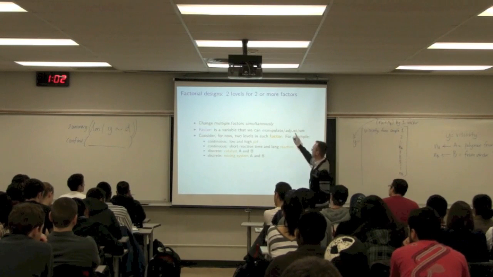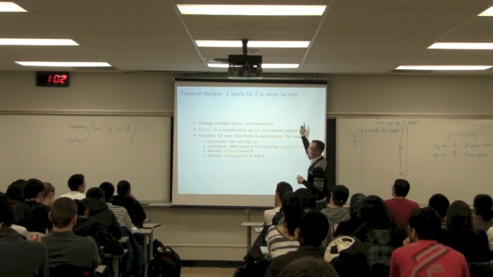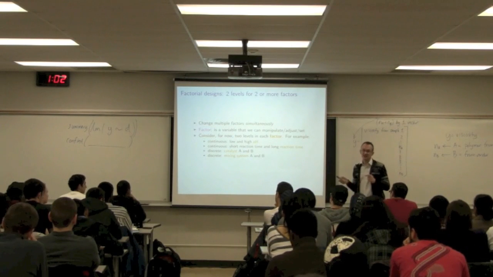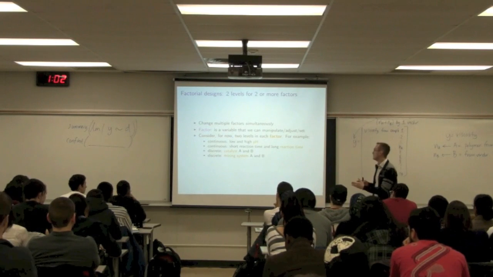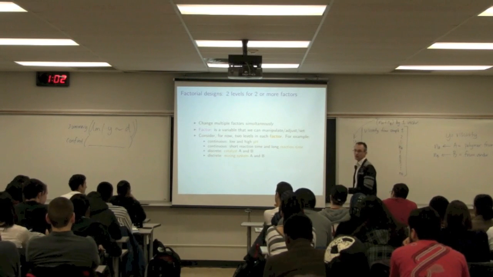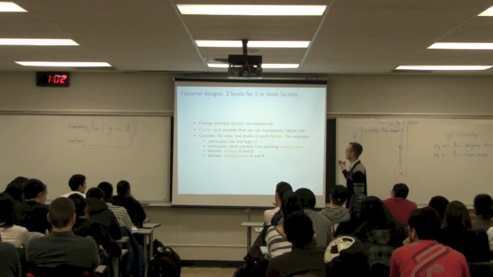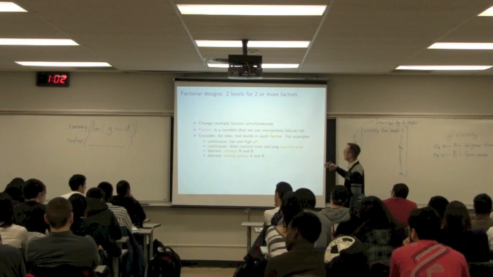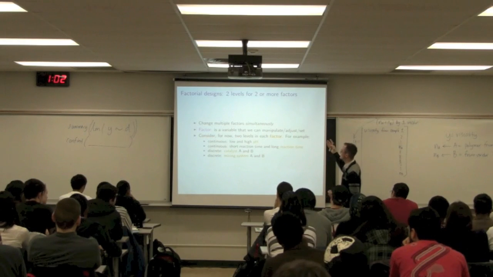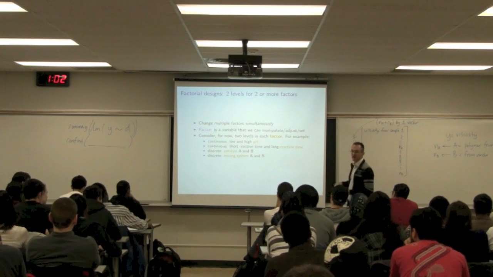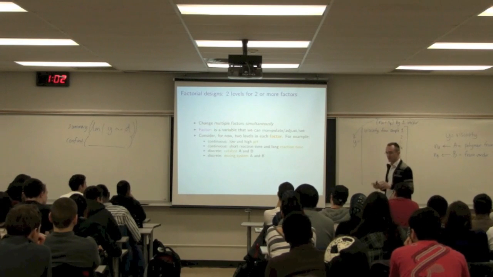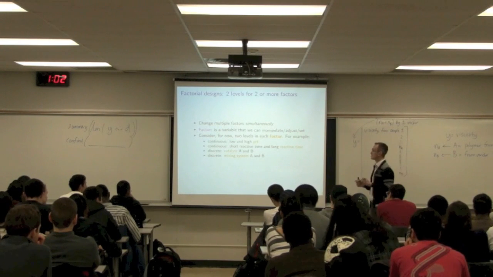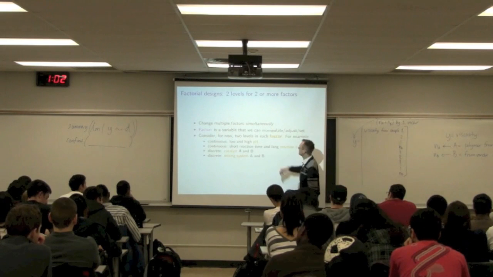So we'll consider, in simpler cases, two levels and two or more variables. Remember I said we've got to change multiple variables, so the minimum number of variables we can have is two. We're not considering a single variable, so we're considering two or more variables, or two or more factors, and each factor has two levels. The key is, for factorial experiments, we adjust all those factors simultaneously.